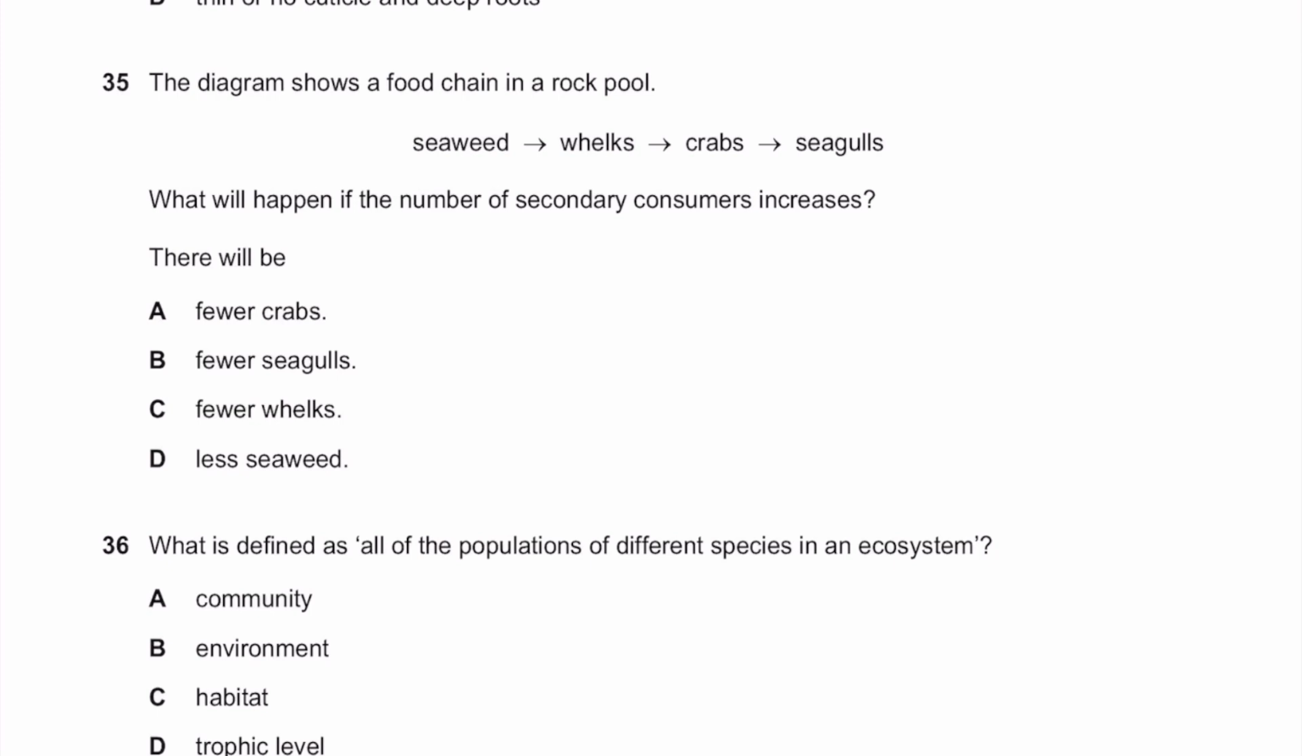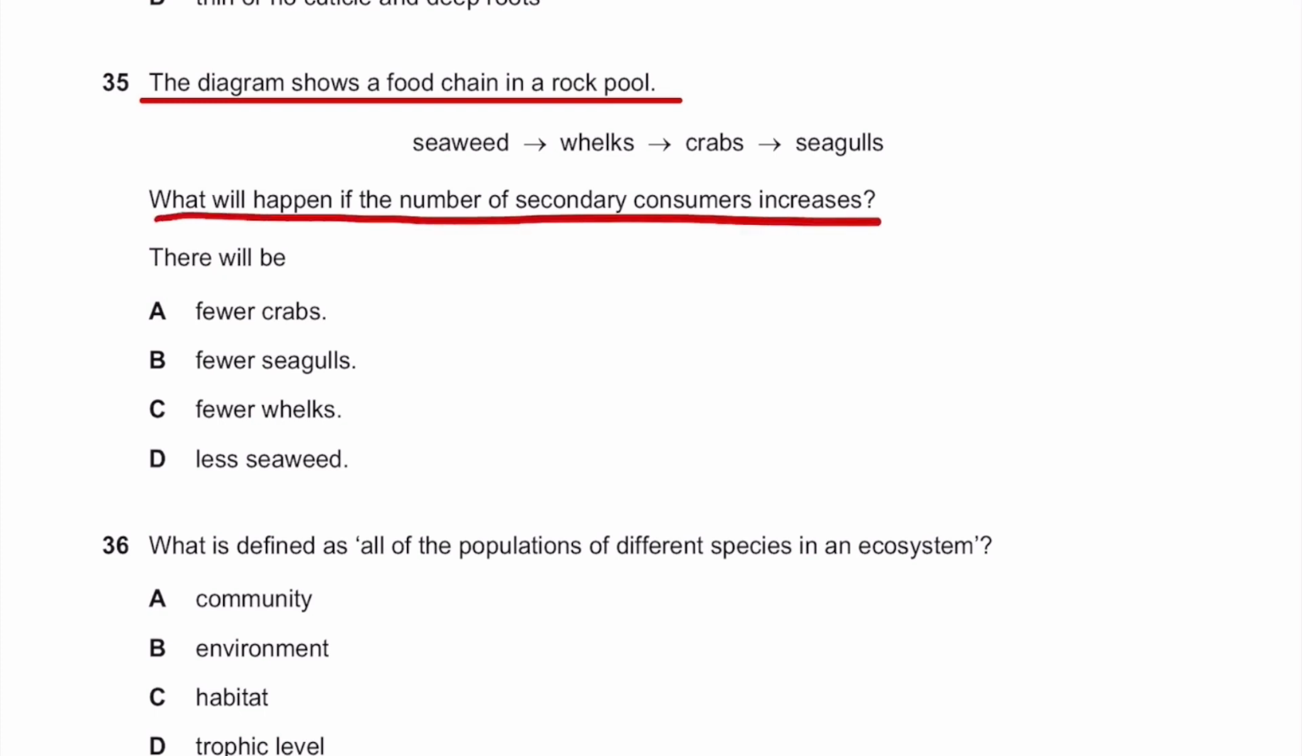Number 35. The diagram shows a food chain in a rock pool. What will happen if the number of secondary consumers increases?